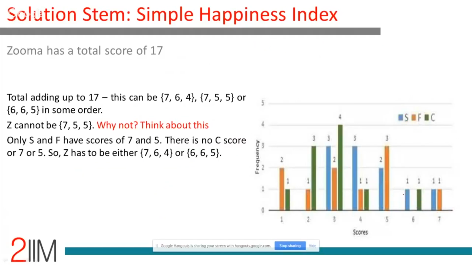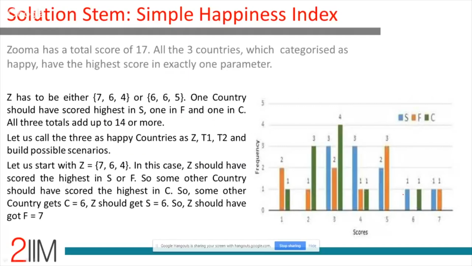Now let's get more specific than that. 7 6 4, 6 6 5. 6 6 5, life is easy. Think about SFC. The 6 has to be in C, and then S. So the F part should have brought out the 5. That is simple. 7 6 4: the highest could have been in S or in F. Both of these are possible. And in the 6 4, this could have been 6, this could have been 4.